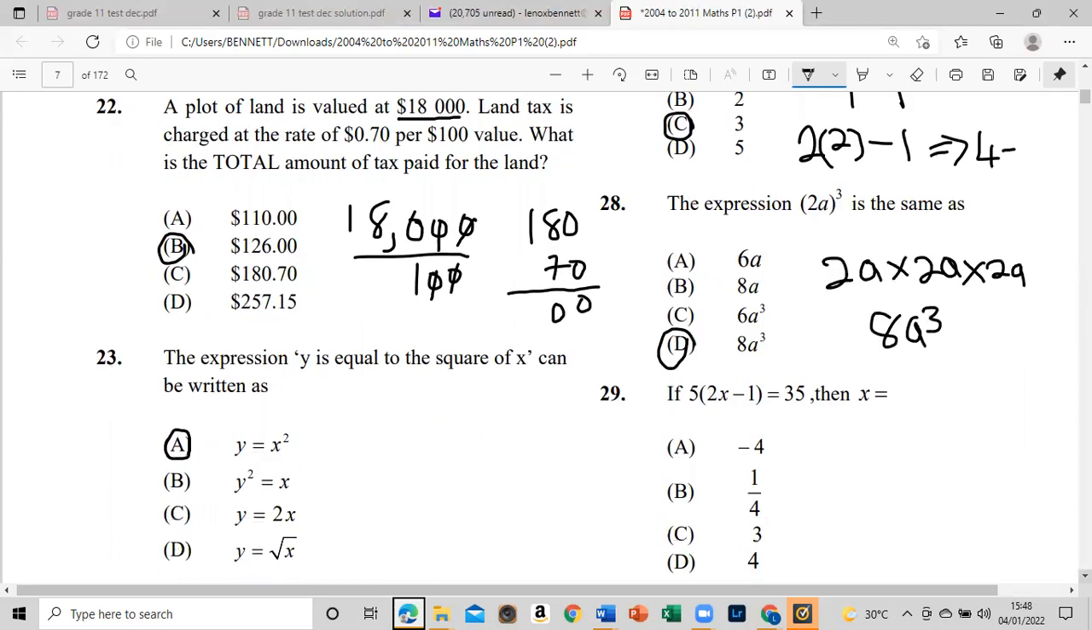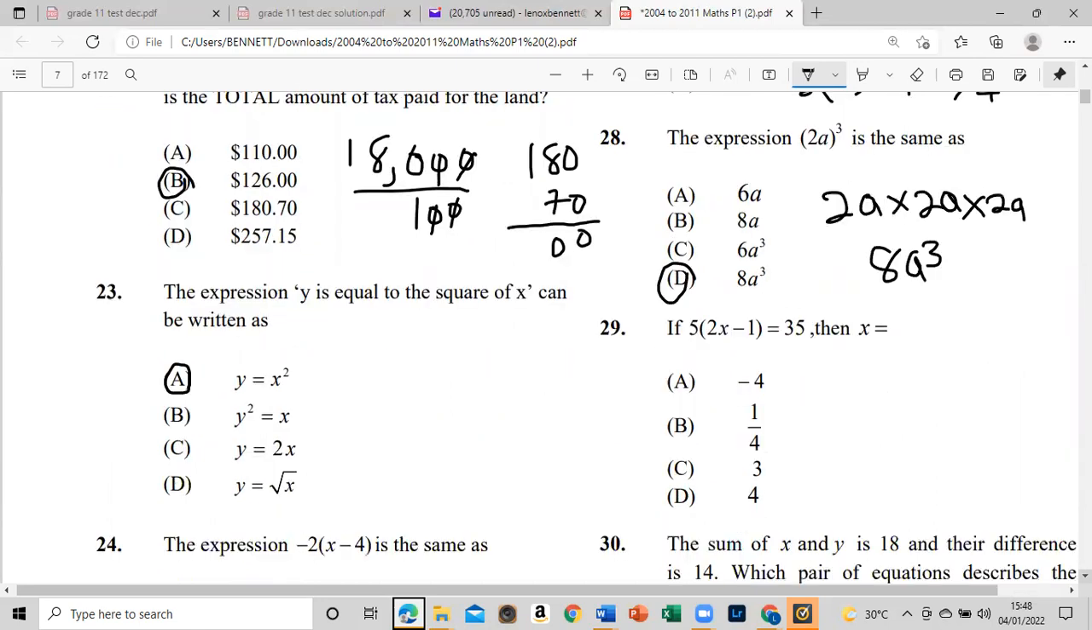If 5 bracket 2x minus 1 is equal to 35, then x is equal to, based on the options, it has to be 4. Alright. 2 times 4 is 8, minus 1, that's 7, 5 times 7, 35. Guys, you have to know the math style.